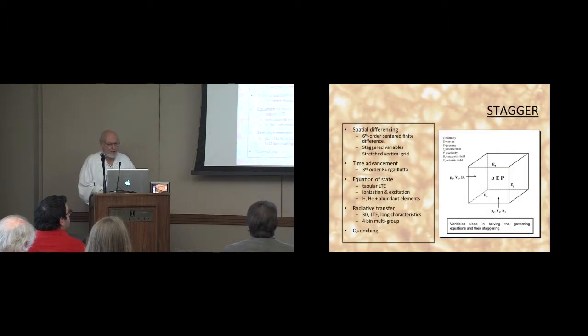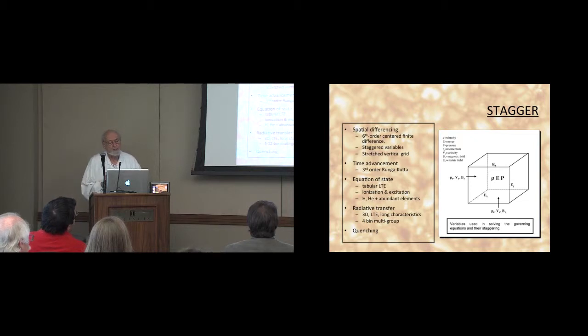So the stagger code is a finite difference code with 6th-order finite differences on a staggered grid with 5th-order interpolations. It uses a stretched grid in the vertical direction. Resolution varies between about 12 kilometers at the surface and about 80 kilometers down near the bottom. We use a 3rd-order Runge-Kutta with a compact storage scheme for the time advance.